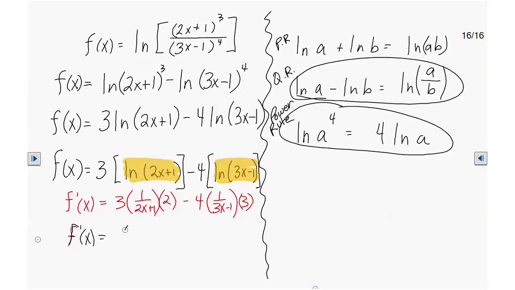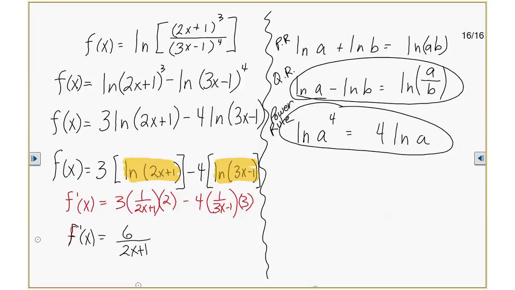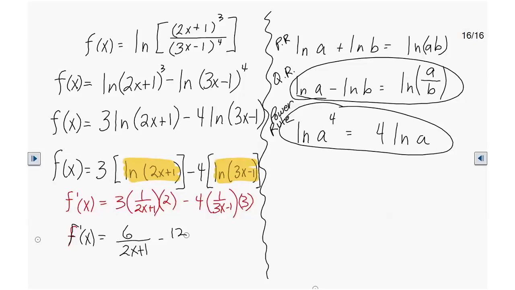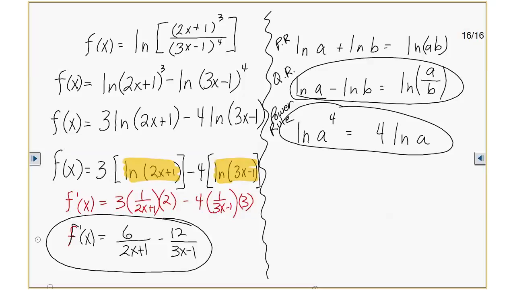Six over (2x plus 1) minus 12 over (3x minus 1). What? Wow, what? Now, has anybody tried to do it the other way? Good luck.